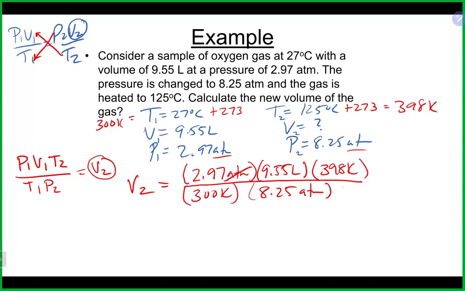Our atmospheres on top and bottom will cancel. Our Kelvin on top and bottom will cancel. That tells us that we're going to be left with liters as the units that we have here. So we're just going to multiply what we got on the top there, 2.97 times 9.55 times 398. Remember to hit equals at this point. Divide by the first number on the bottom, which is 300, hit equals. Divide by the second number on the bottom, which is 8.25, hit equals. And you're going to get yourself 4.56 liters in this case.